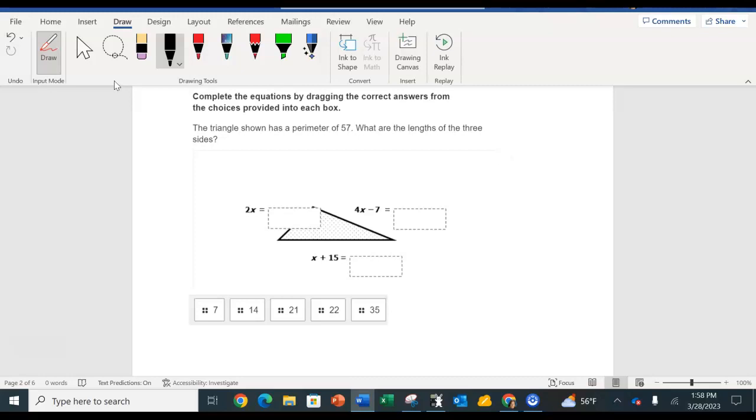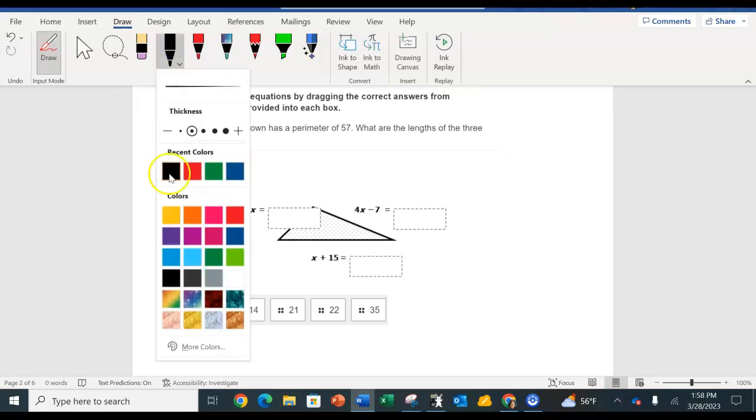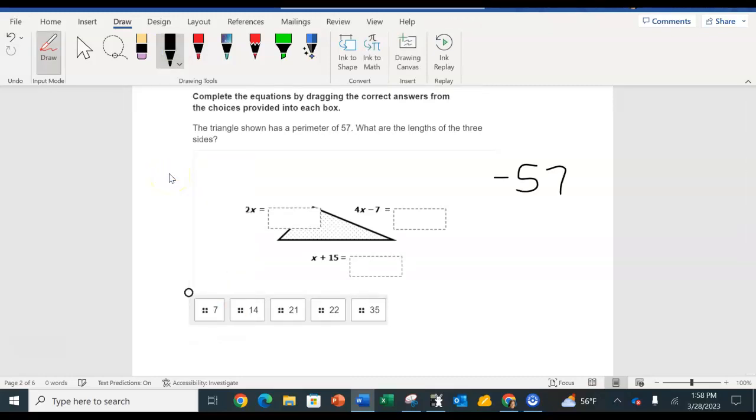We know the perimeter is 57. So we got equals 57. What equals 57? 2x plus 4x minus 7 plus x plus 15. So we need to solve for x before we can figure out what the side lengths are. So 2x plus 4x is 6x. 6x plus 1x is 7x.